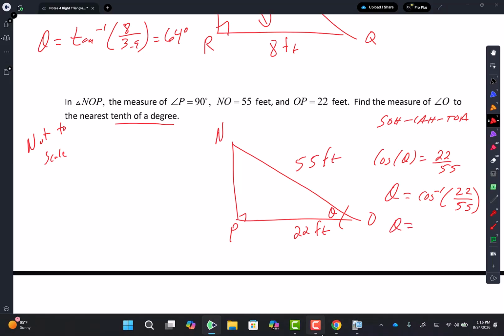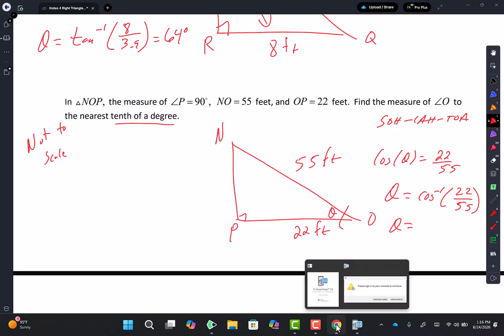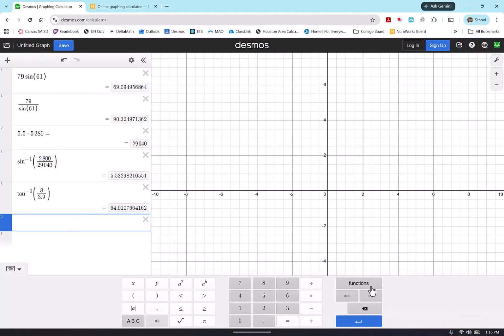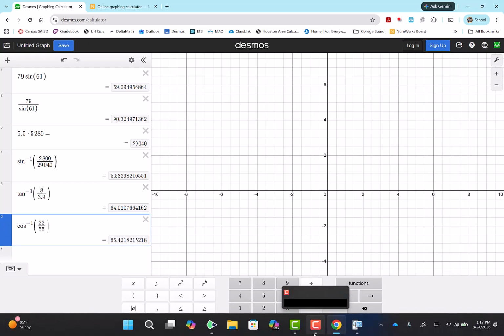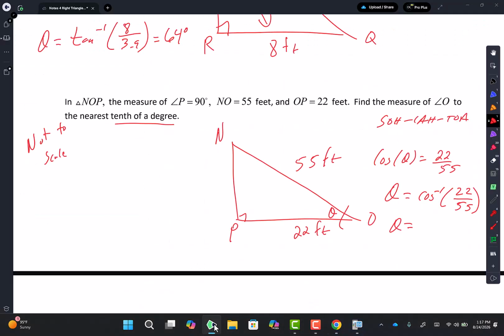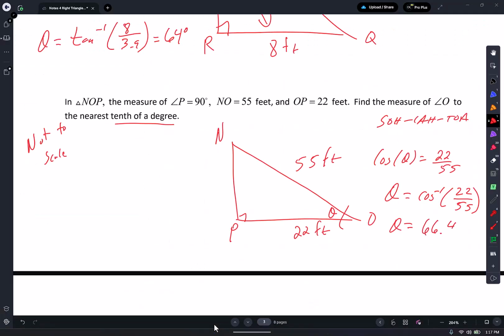So I take my calculator. Make sure your calculator's in what mode? Degree. Inverse cosine. Was it 22 over 55? So 66.4. Put a little degree symbol.